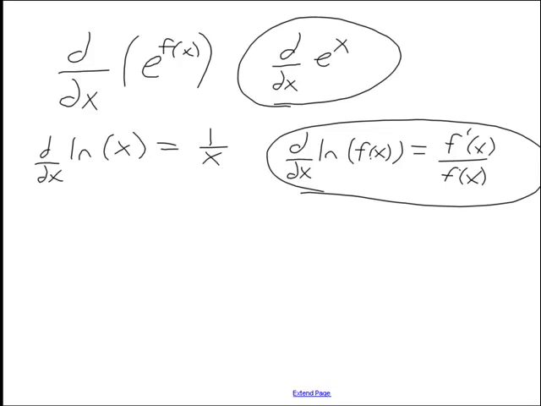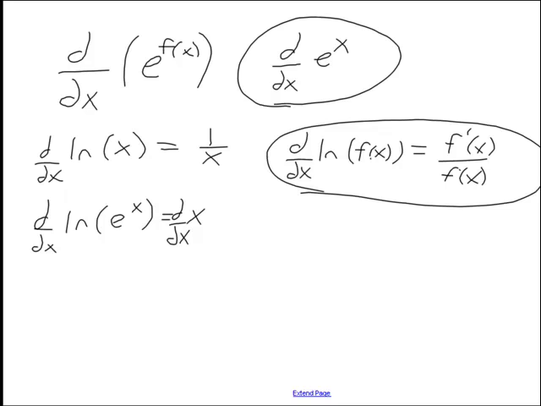because we know by their definition as inverses that the natural log of e to the x is equal to x, because we can use our log property, pull the x out in front, and the natural log of e is simply 1. So that's our inverse property. So if I take the derivative with respect to x of both sides of that equation, what am I going to get?